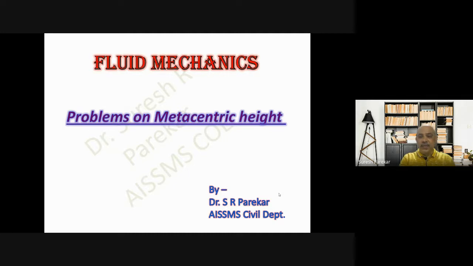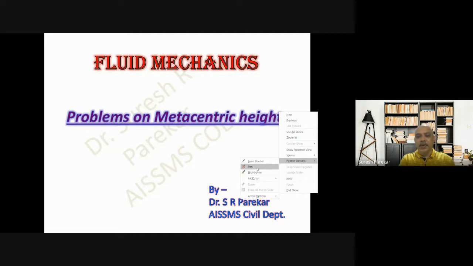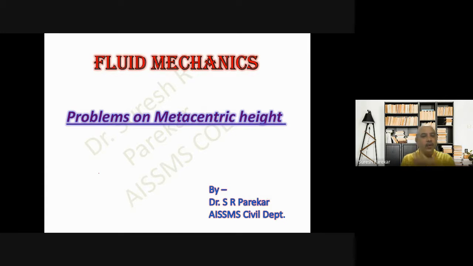So if we see, metacentric height problems are easy, and we know we have that formula, that is GM equal to Iyy upon volume of liquid displaced minus BG. And this formula we have to use for metacentric height, and we have to solve the problems using this formula.